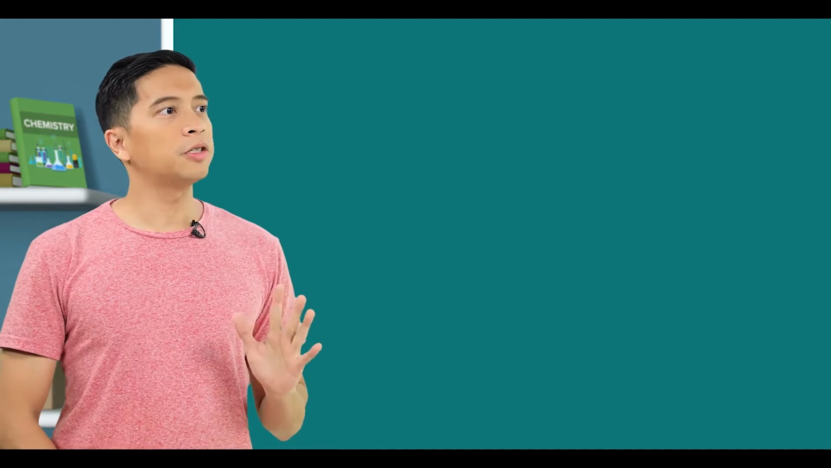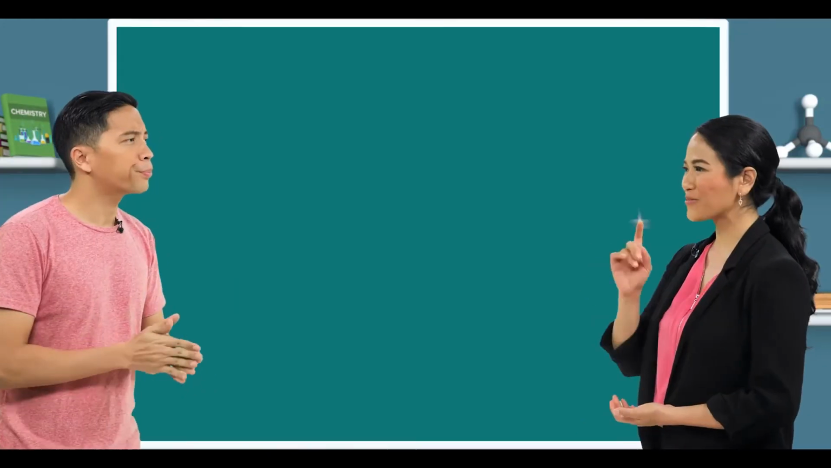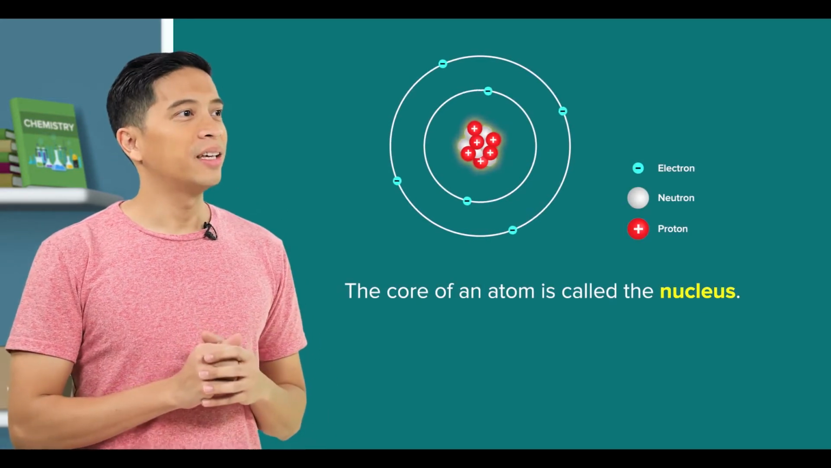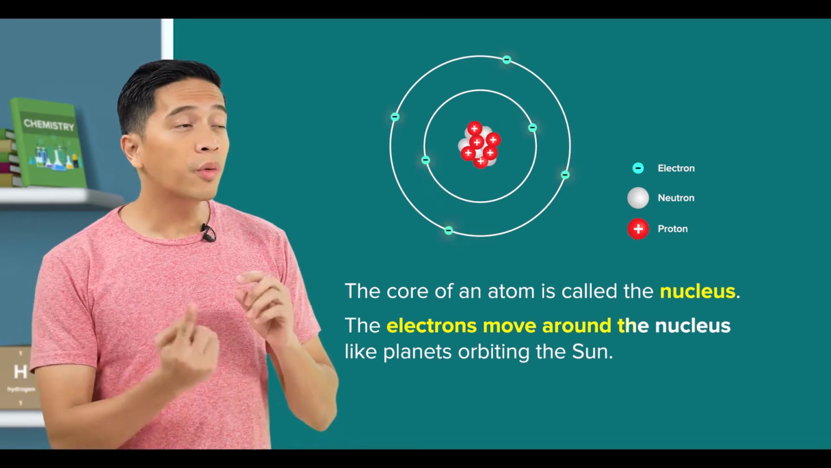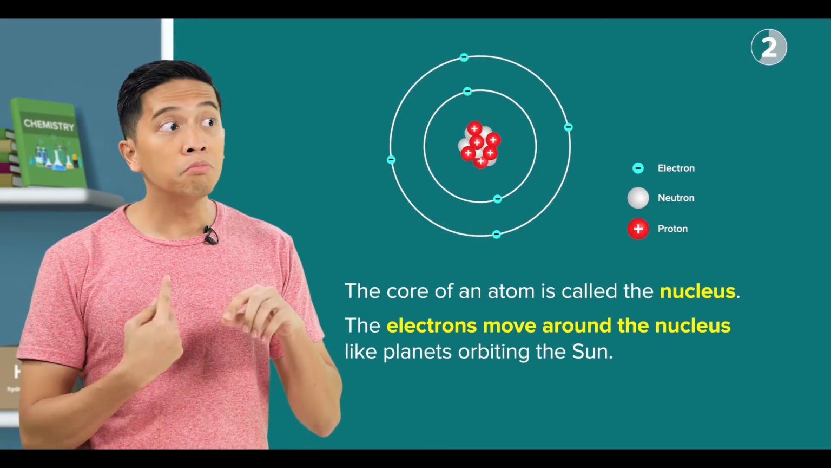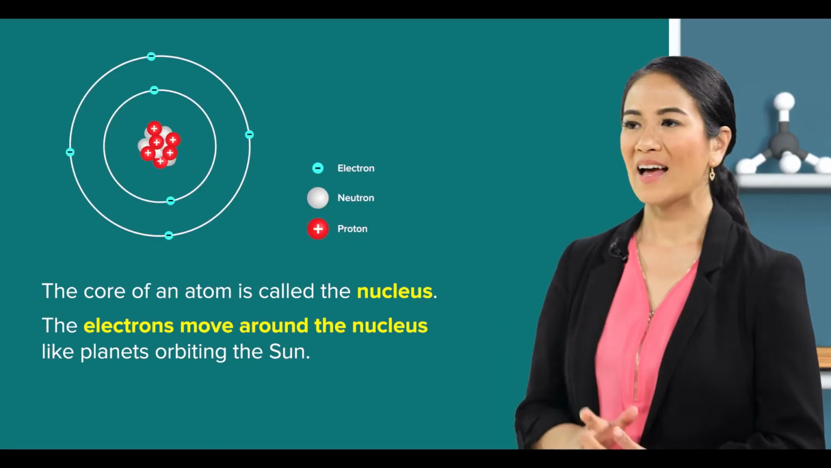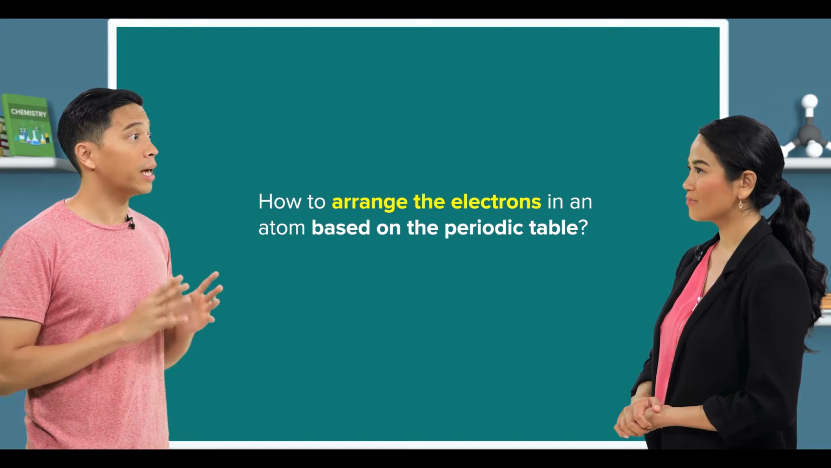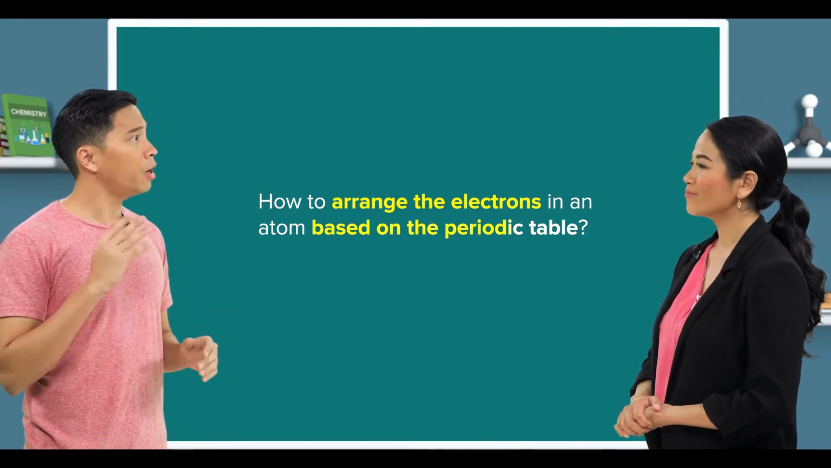Sure. Let me start with what I remember. I recall that the core of an atom is called the nucleus. The electrons move around the nucleus like planets orbiting the sun. That's right. But teacher, here's where the confusion comes. How do we know how to arrange the electrons in an atom based on the periodic table?